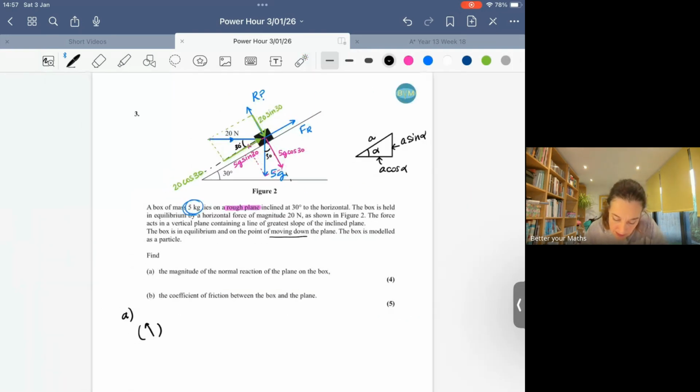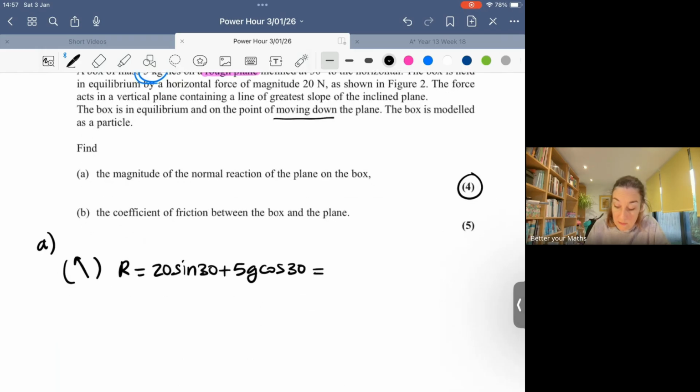R is going to be equal to 20 sine 30 plus 5g cos 30. And we just find the value. It's one line and it's 4 marks. Come on, these questions, the minute you understand them, you're going to find them super easy. So this is 1/2 times 20 is 10 plus 5 times 9.8 and cos 30 is √3 divided by 2. I get 52, if I've done correctly.